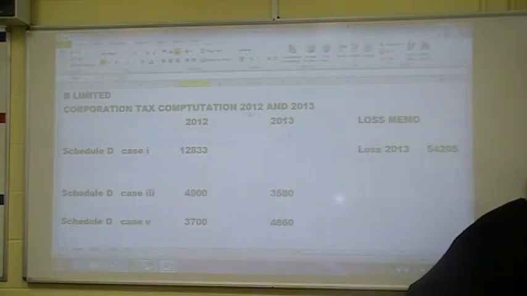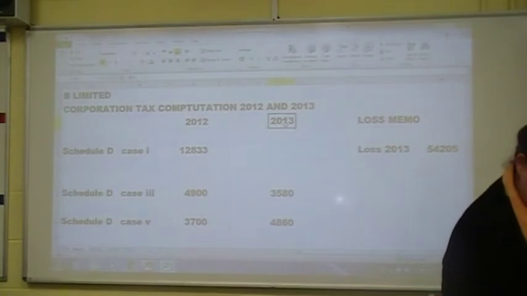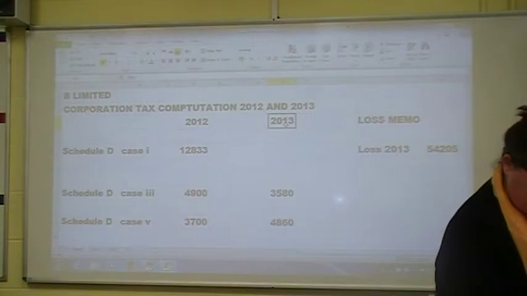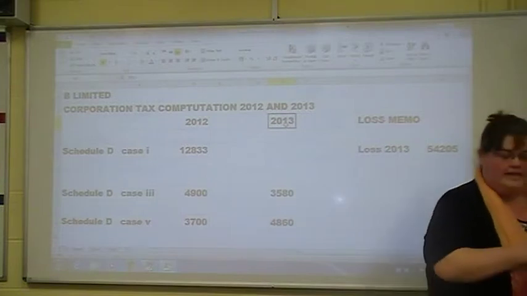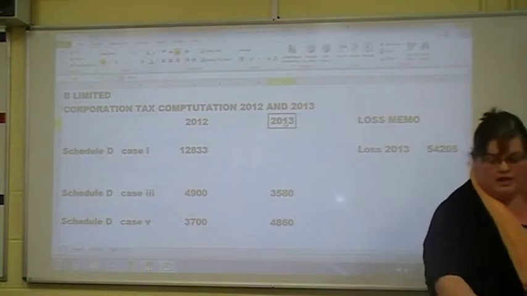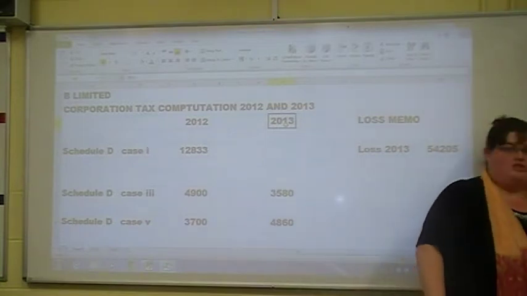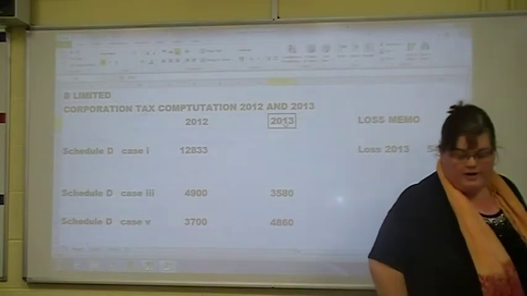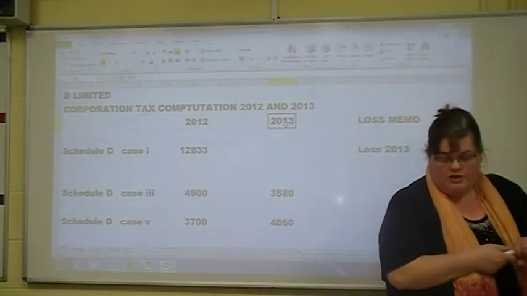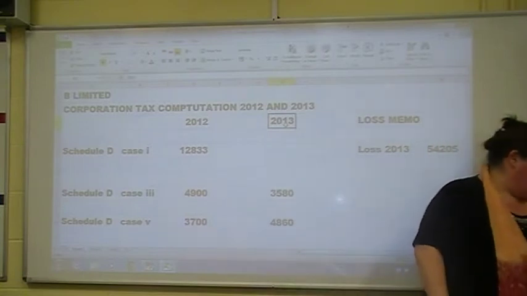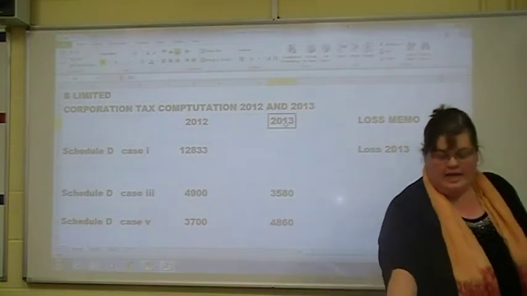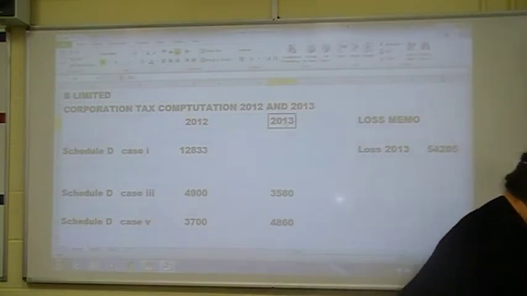Okay, so we look at our first step, we'll take it down to page 7 and look at your steps. Our first one: offset against other case 1 trading income in the current year. We have no other case 1 trading income in the current year, so we go back to our prior year. Offset against case 1 trading income in the prior year, and we've got 12,833 worth of profit there. We can actually put our loss against that, and that's section 396A.